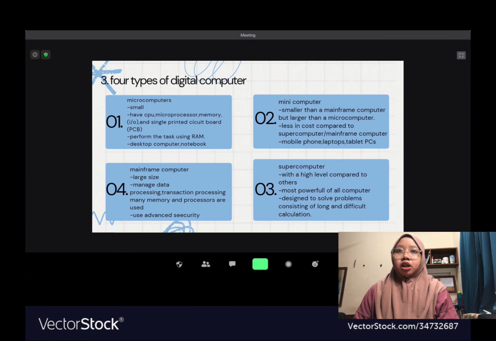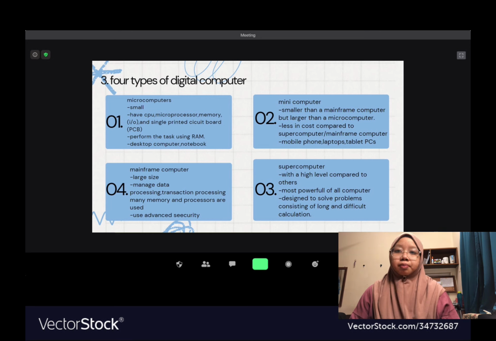So, question number 3 is the four types of digital computer. A digital computer has four types. First, microcomputer. Second, minicomputer. Third, supercomputer. And the last one, mainframe computer.